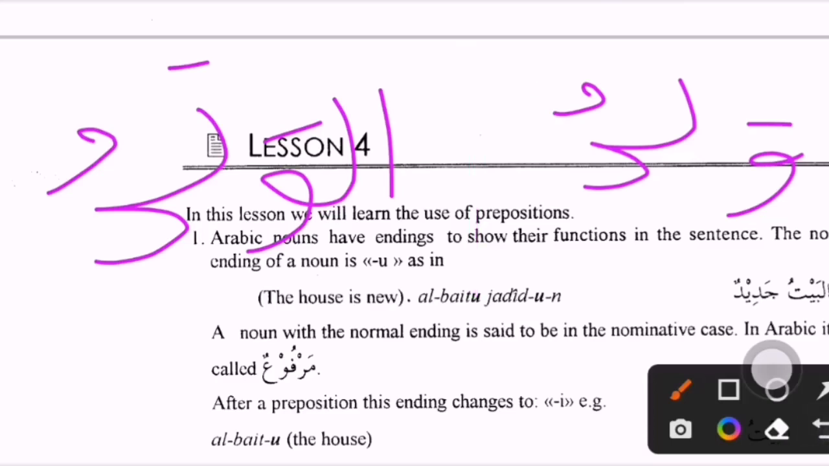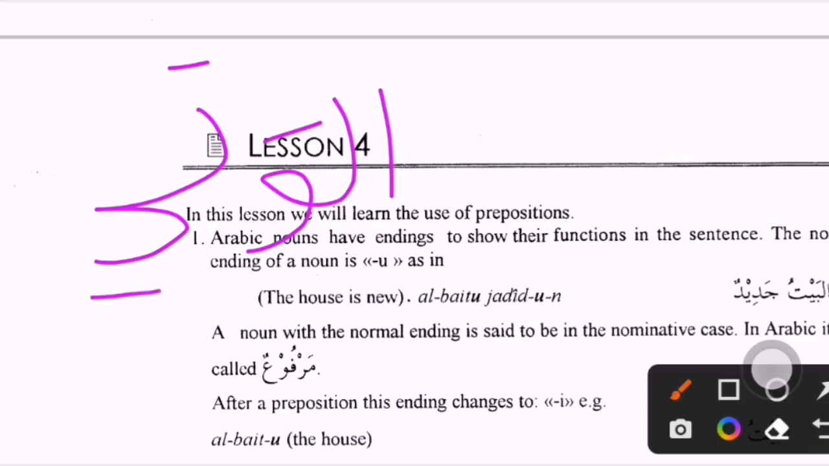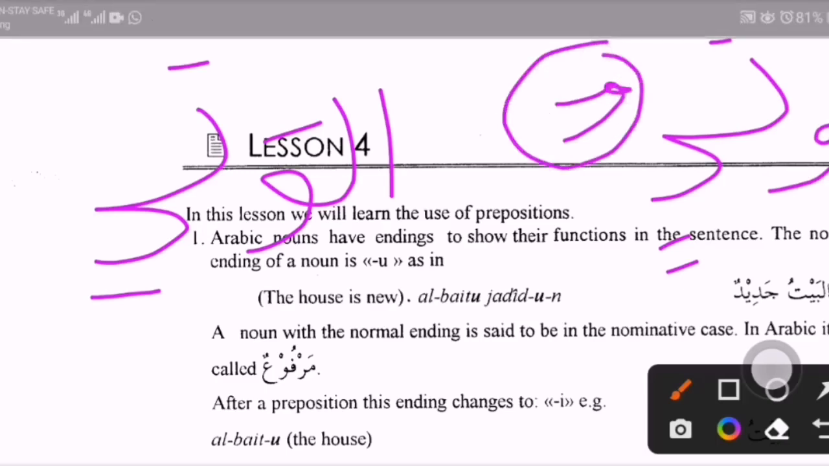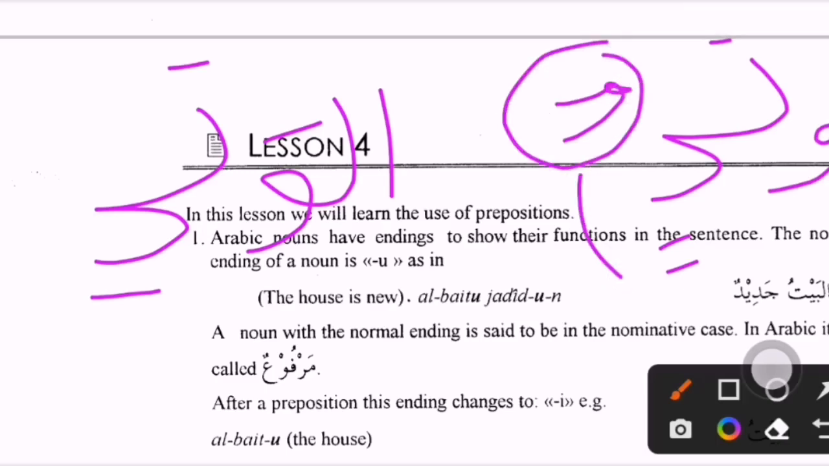For example, when you look at this one, we have al-waladu here. Al-waladu becomes al-waladi when a preposition comes before it. Waladun becomes waladin. The dhammatan changes to kasratan too. So this happens when you have a preposition before your noun.